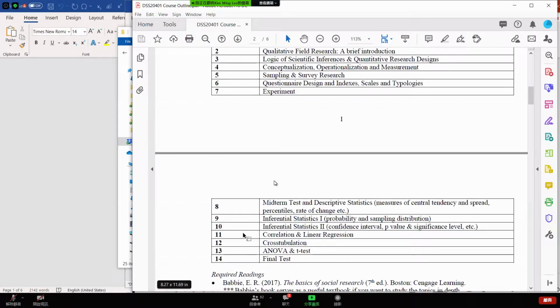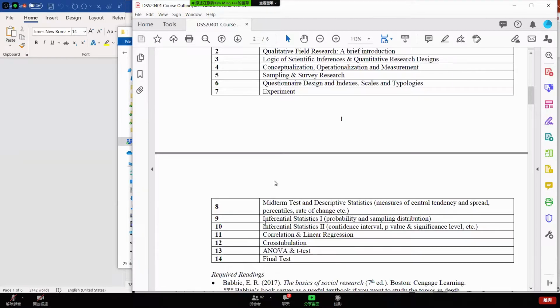And then week 11, week 12, and week 13, we will deal with different types of statistical analysis. That depends on what kind of variable you are studying. So we have correlation and linear regression. We have cross tabulation. And week 13, that's ANOVA, a short form for analysis of variance, and t-test.